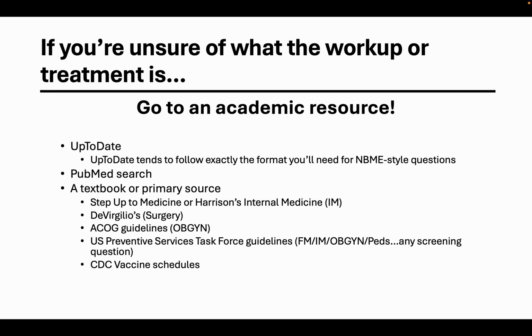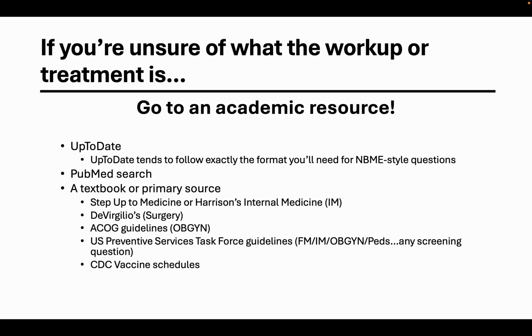And then for specific things, there are other great resources. Step Up to Medicine is a really great overview of the treatment for most of the commonly encountered medicine complaints. Harrison's is kind of the resident level textbook for IM. It's a great resource, but it's a little denser than Step Up to Medicine. And then, of course, DiVirgilio's for surgery.